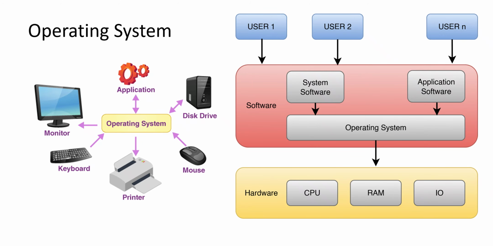On the right, we have a more structured view. At the top, we have users: user 1, user 2, up to user n. Below that is the software layer, which is split into system software and application software. And both of these ultimately rely on the operating system to function. Below the operating system is the hardware layer: CPU, RAM, and I/O. So the flow is simple. User interacts with the software. Software relies on the operating system. The operating system controls the hardware underneath.